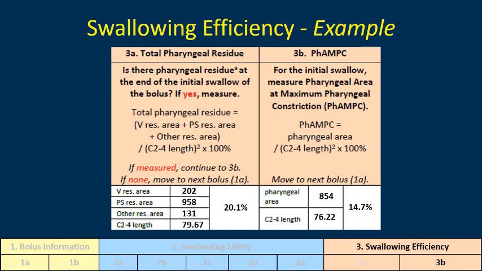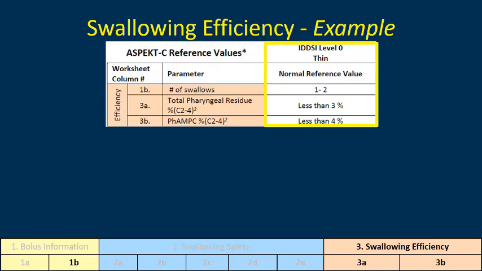Now that we have all the measures required to compare our patient's swallow efficiency to healthy swallowing norms, we are ready to move the values to the next part of the worksheet for this comparison. Using the ASPEKT-C reference values, we can determine whether our quantitative measures are within normal limits for each consistency.